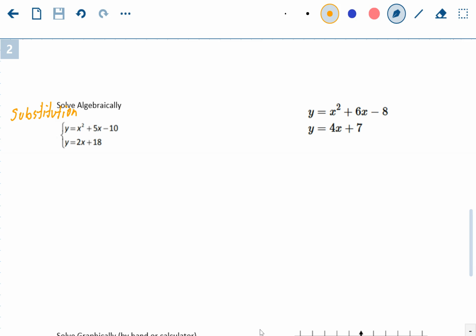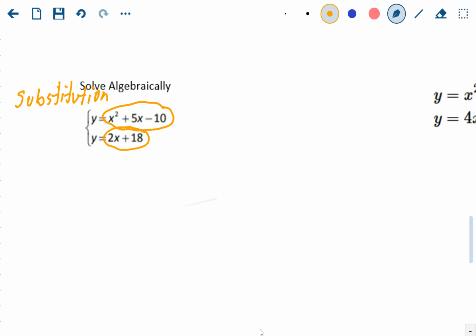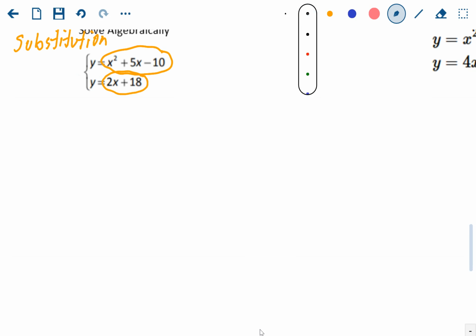So we're going to set these two equations equal to each other. If both of these things equal y, then both of those things also have to equal each other. Okay. All right, so we'll set them equal to each other. I got x squared plus 5x minus 10 equals 2x plus 18.